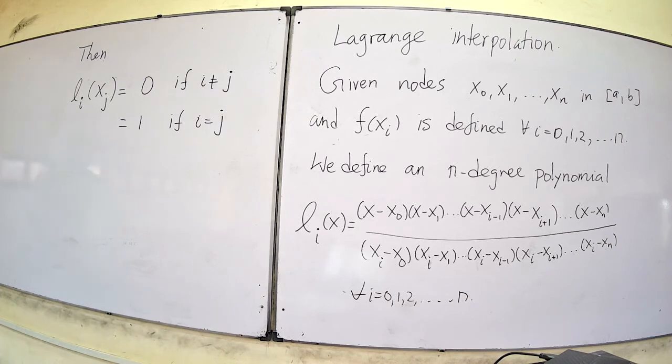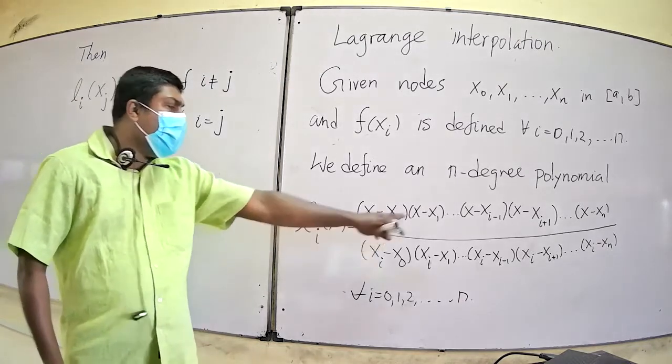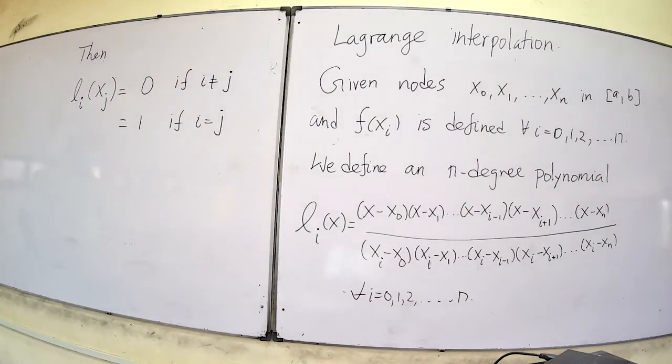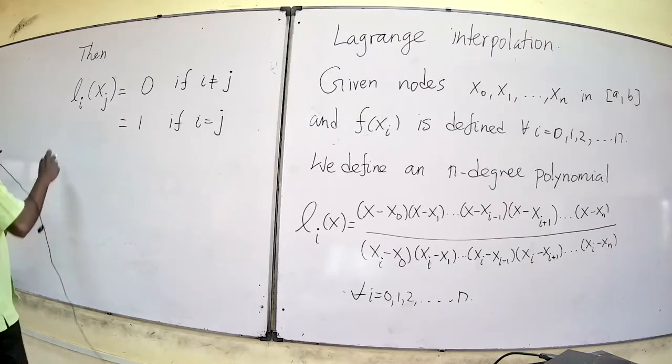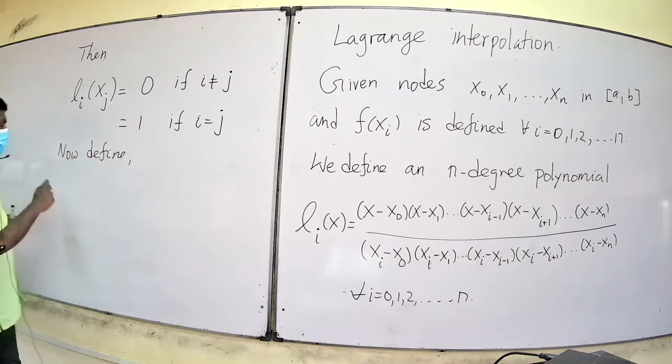But whenever you put j equal to i, so Li of xi, then clearly when you put x equal to xi, this and this cancel out, this and this cancel out, everything cancels out, and you get 1 only. So clearly this function Li of xj will take only two values for those xj's. Either it will be 0 or it will be 1. So what we do, we define now a new polynomial.